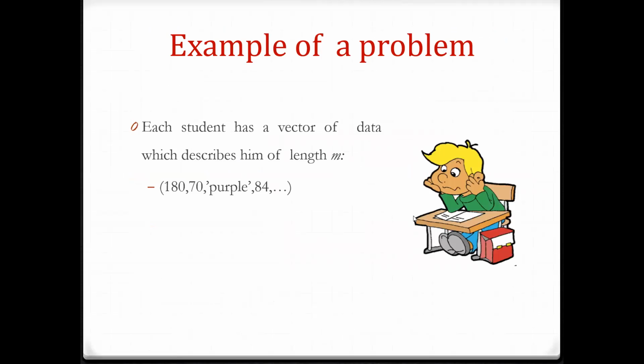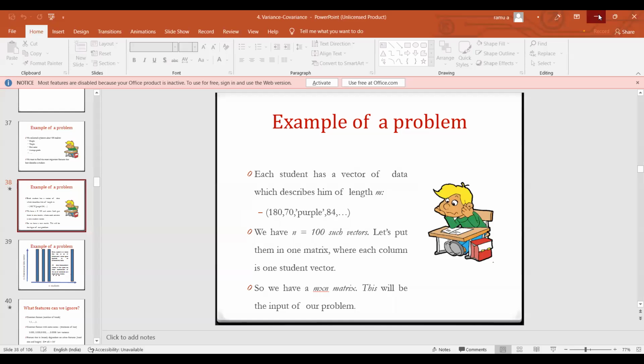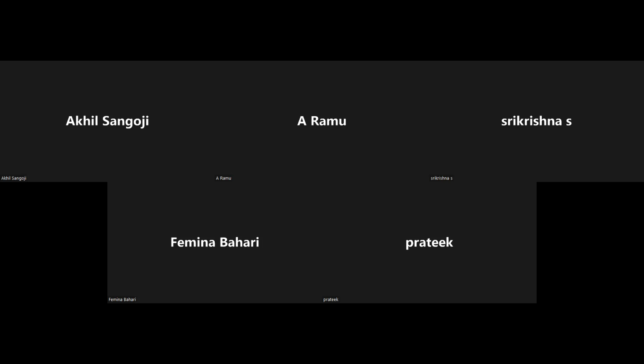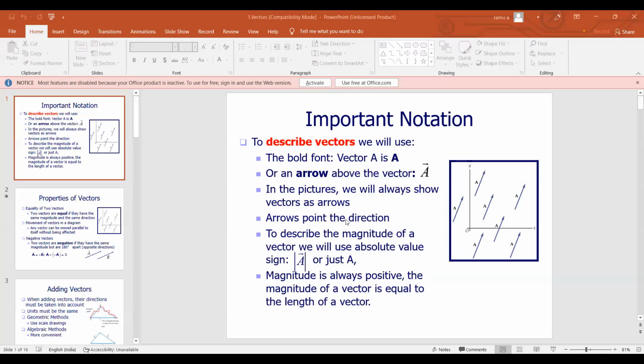So we'll start with vectors. Let me share the screen once again. So I'll open vectors.